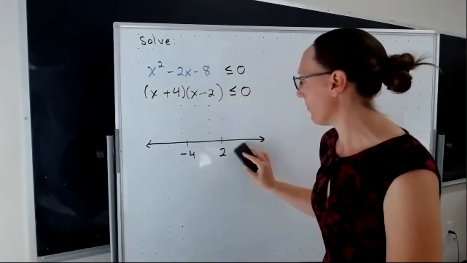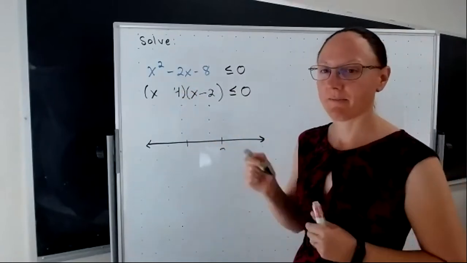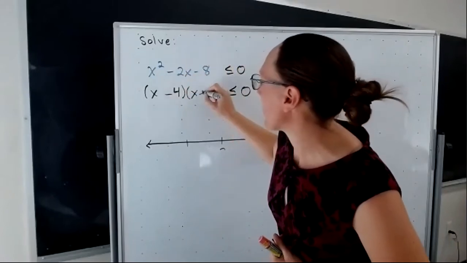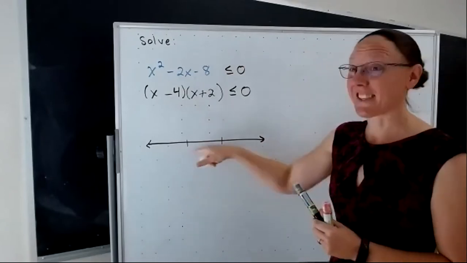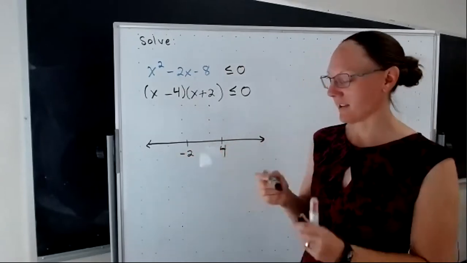Oh, thank you. We never switched this back to the correct factors. Thanks for that. Let's make sure I get this back to the correct factors, x minus 4, x plus 2, because that's going to change my number line to be a -2 and a positive 4.